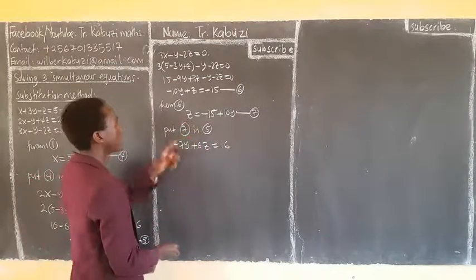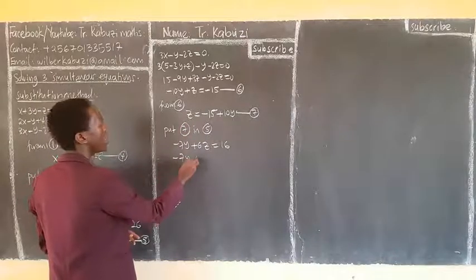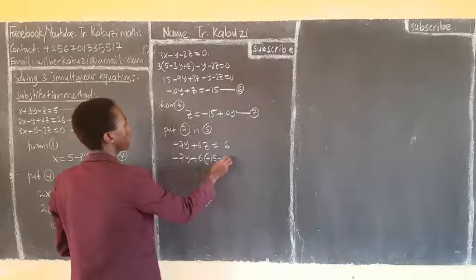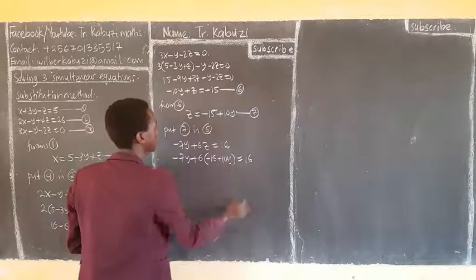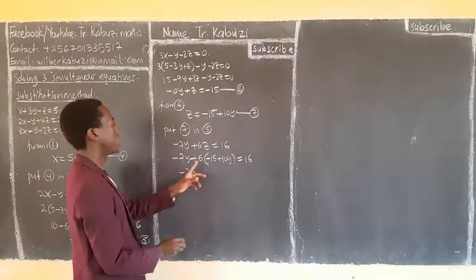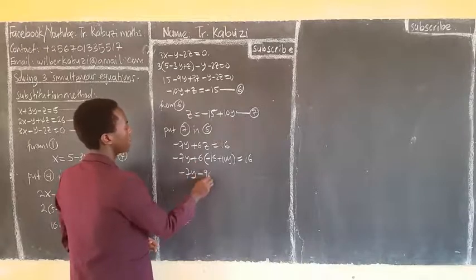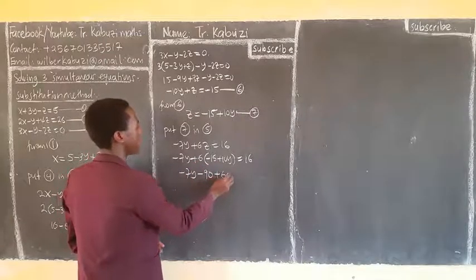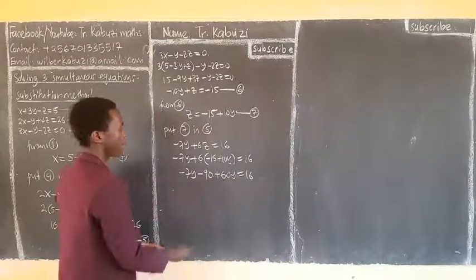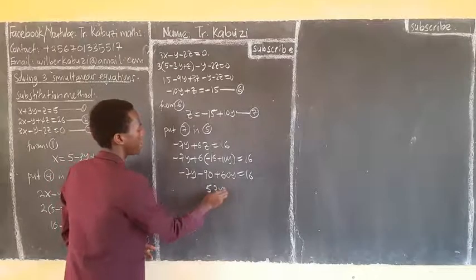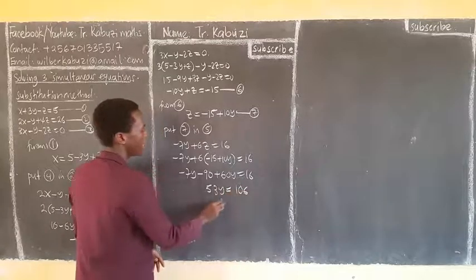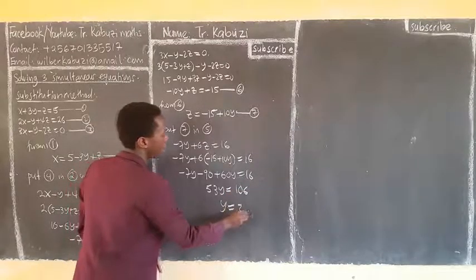Now I'm going to put 7 in 5. So now I have -7y plus 6 into now equaling to 16. Let us multiply and see. This is -7y, this and this, I get minus 90, this and this, I get plus 60y, equaling to 16. This and this, I'll have 53y equaling to, when I take this side, 106. If you divide, our y is 2.